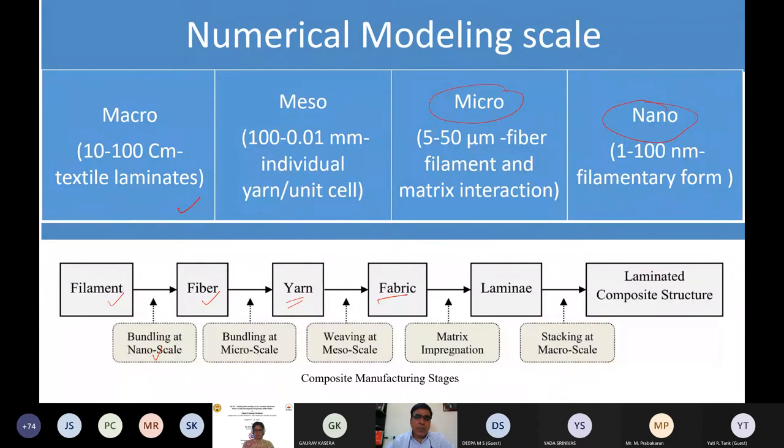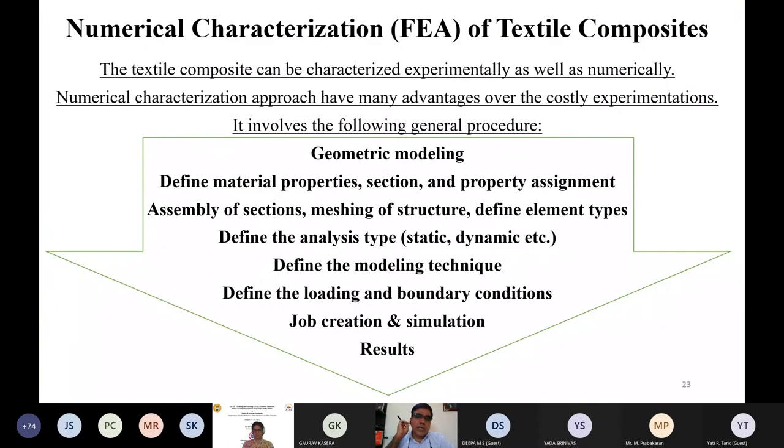Now let's move forward. Now let us see this FEA, or we can also call it two categories of characterization of a material. One could be experimental categorization, second could be numerical categorization. So we are dealing with numerical categorization today, not experimental categorization. What we are dealing with? Numerical. So numerical categorization is done by this finite element, and for this particular material, this could be the sequence.